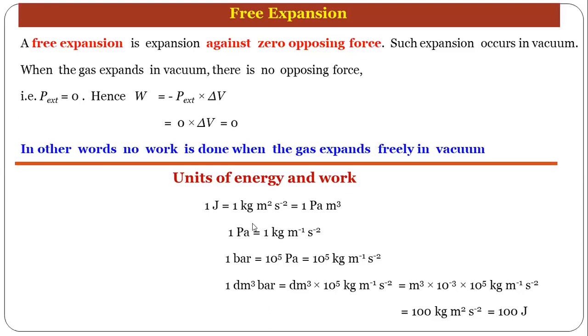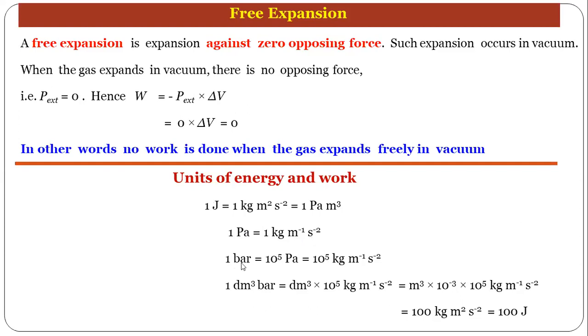So I request all the students, please write these units on one paper and paste this paper in front of you in your study room. This is very important for solving the numericals. Joule and Pascal: 1 Pascal is equal to 1 kilogram per meter per second square.